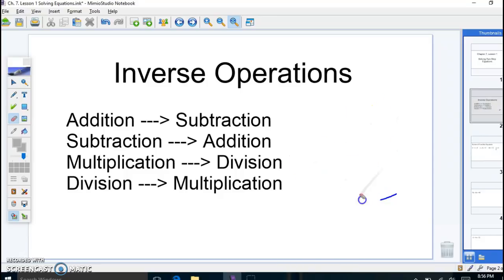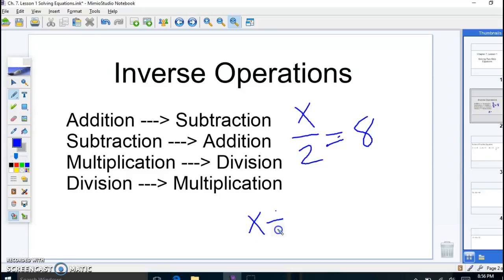And then if you have a division problem, the inverse of a division would be multiplication. Now your division problems can be written a couple different ways. One of them might be like this, where you have x divided by 2 equals 8. Because it's dividing by 2, we would multiply both sides by 2. You might also see the same problem written like this, and again, you're still dividing by 2, so you would still multiply both sides by 2.